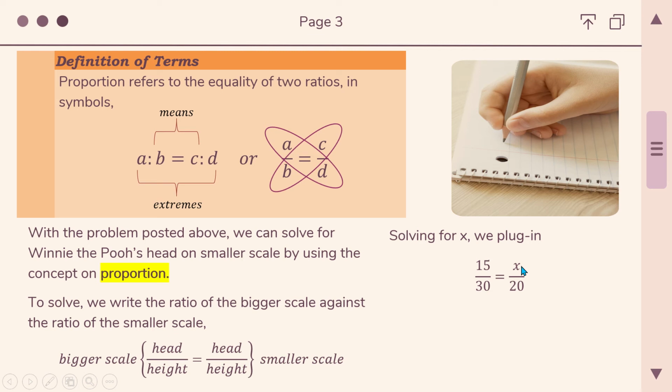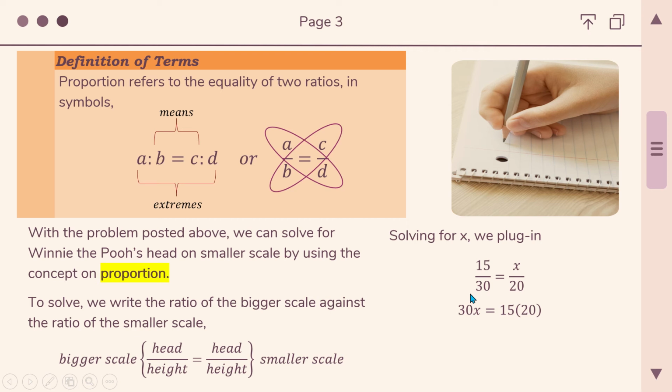X is the width or the measurement of the head of Winnie the Pooh on a smaller scale over its 20 centimeters, the length of the body of Winnie the Pooh on a smaller scale. So, we have two ratios, and we are trying to establish the equality of these two ratios, which we call proportion. Okay, we make use of cross multiplication. A times D is equal to B times C.